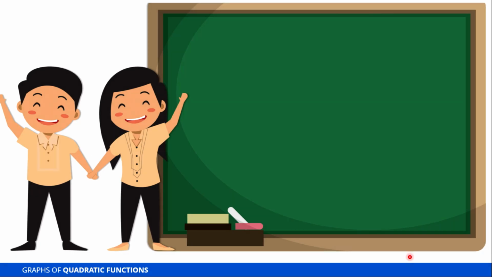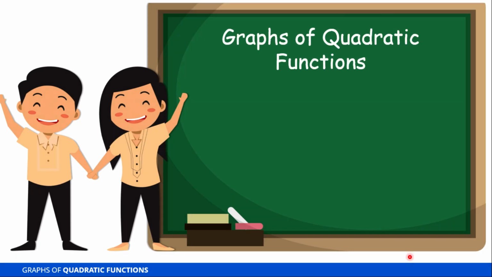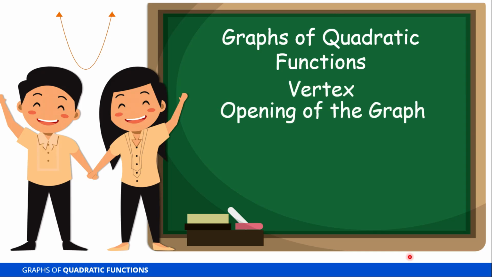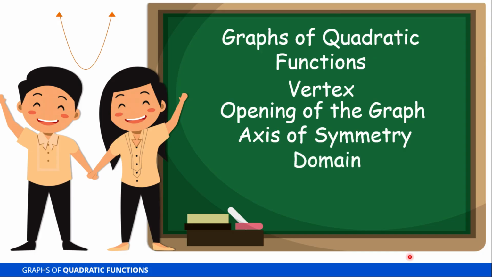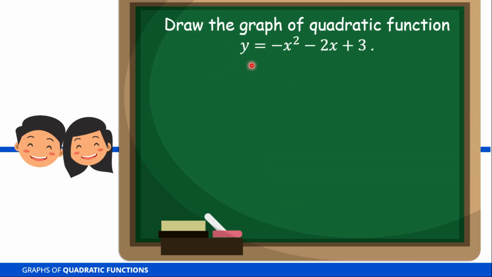In this tutorial, malalaman natin kung paano mag-graph ng quadratic function at paano i-identify ang vertex, opening of the graph, axis of symmetry, domain, range, and intercepts. Ang una nating i-graph ay ang quadratic function na y is equal to negative x squared minus 2x plus 3.